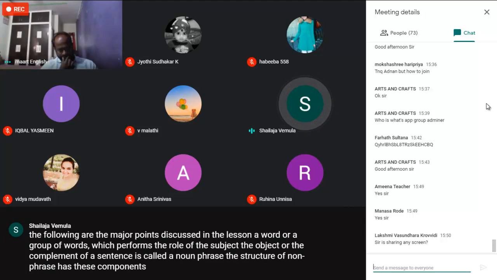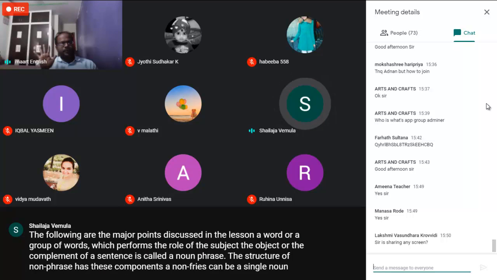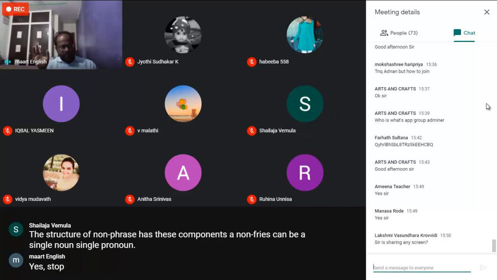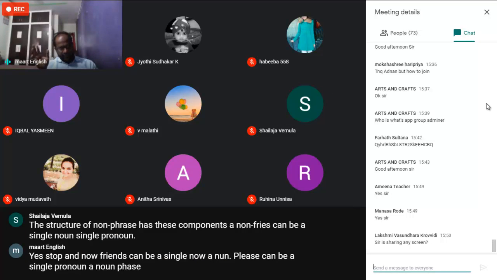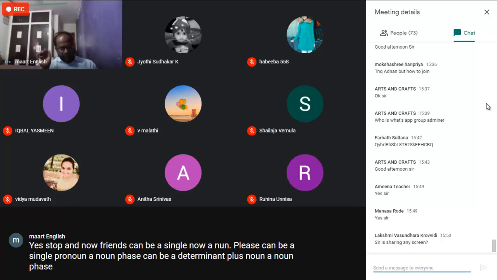A noun phrase can be a single noun. A noun phrase can be a single pronoun. A noun phrase can be a determiner plus noun. A noun phrase can be determiner plus pre-modifier plus noun. A noun phrase can be determiner plus noun plus post-modifier.